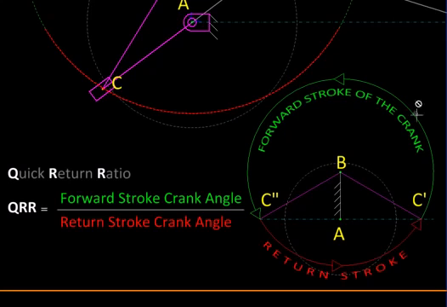And since the crank is usually connected to an electric motor, these angles directly translate into the time taken for forward and the return stroke. So the ratio of these two angles is the ratio of these two time slices within which the tool is moved forward and then brought back. So that is quick return ratio.